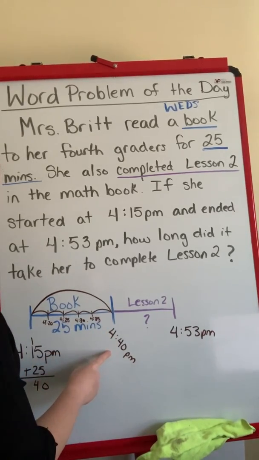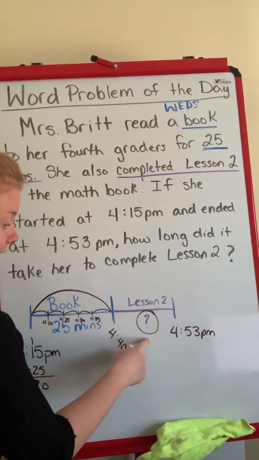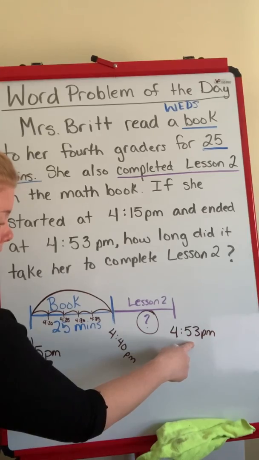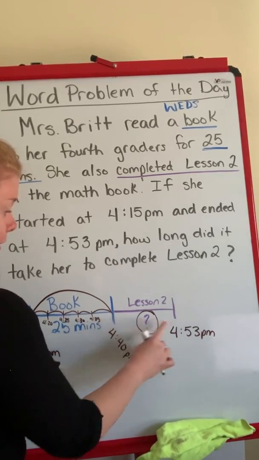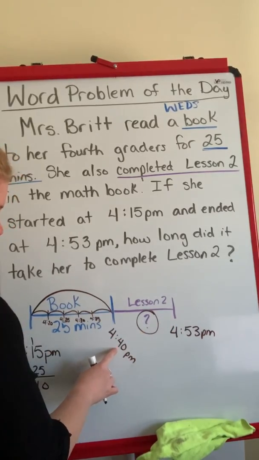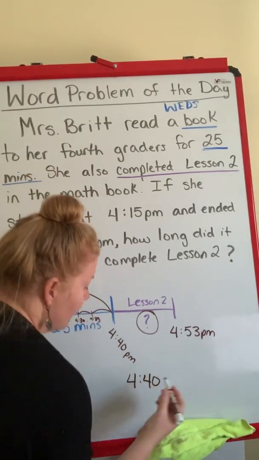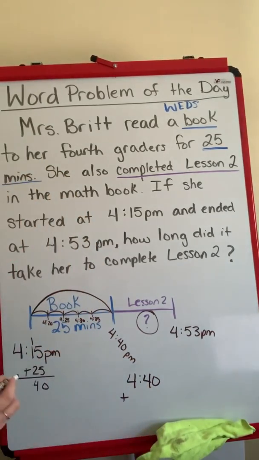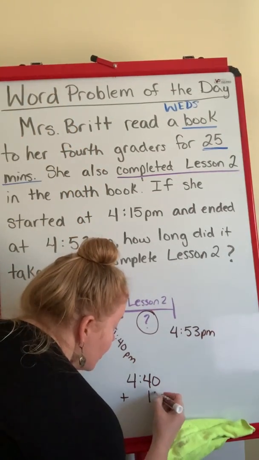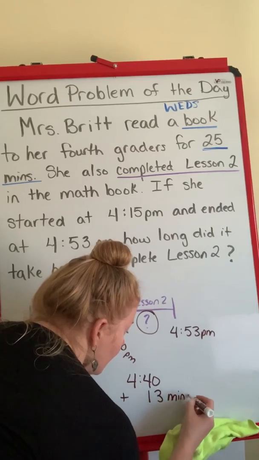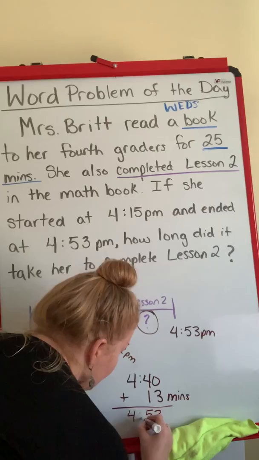So if it's 4:40 right now, how much time elapses until 4:53? What do I need to do? I need to figure out how much time it is from here to here. 4:40 plus what gets me to 4:53? How many minutes? I think it's 13 minutes. Would I be right?